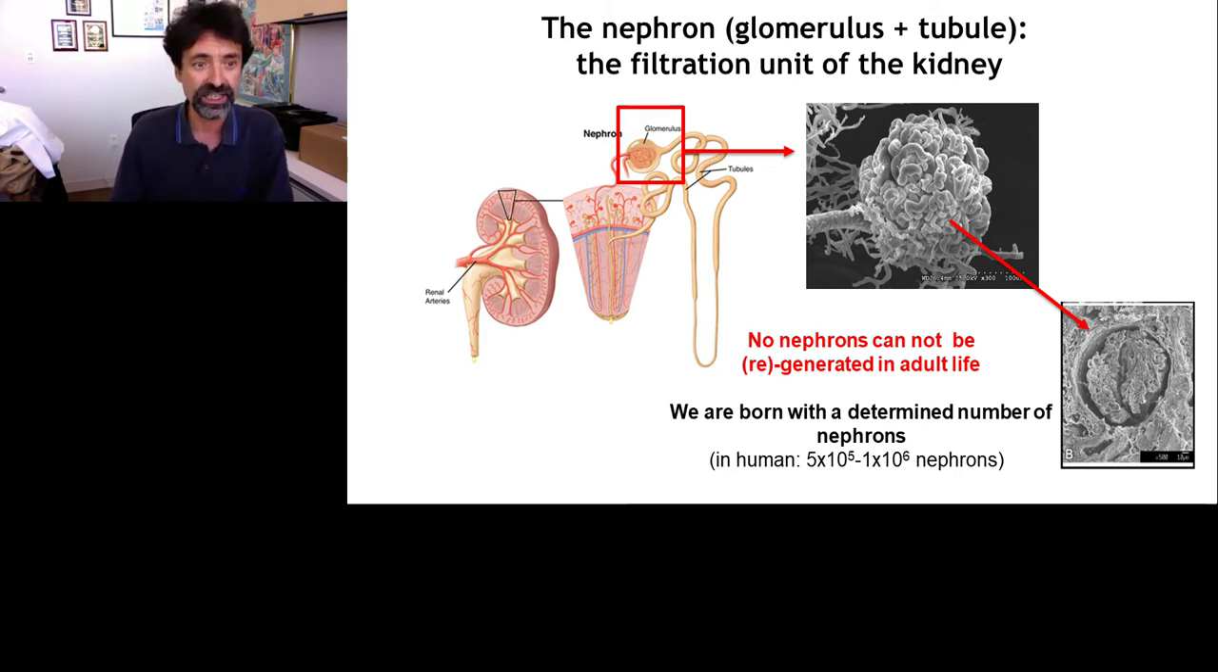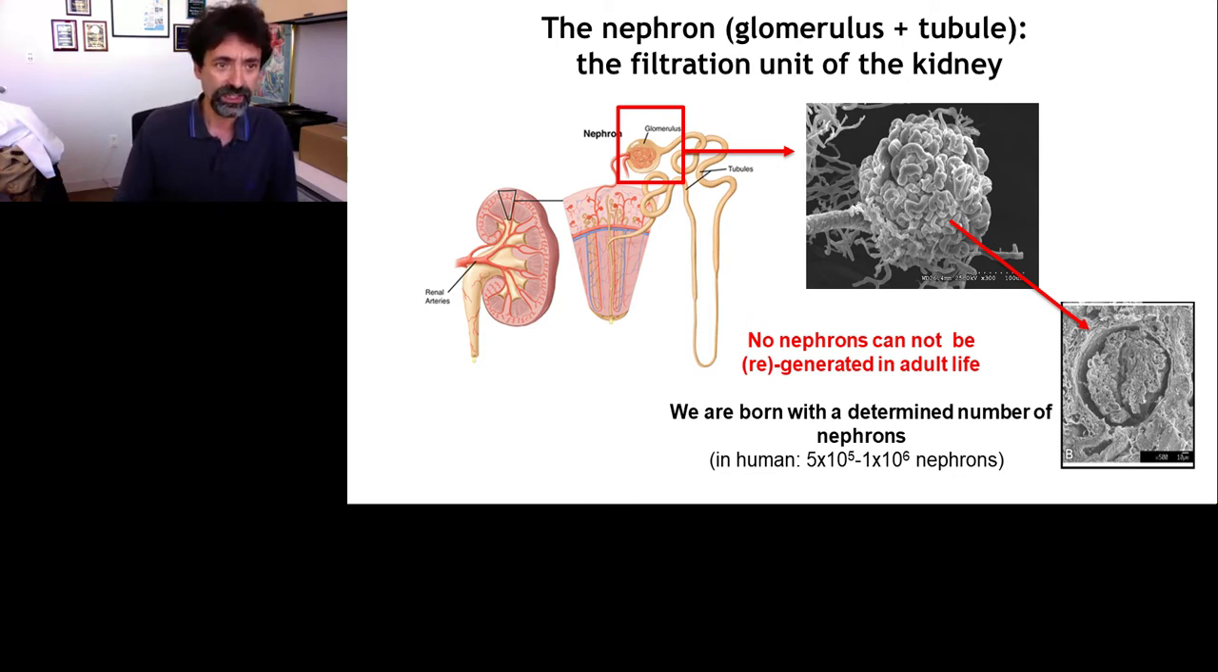And here is a picture at electron microscopy of one glomerulus. And it's important to keep in mind that nephrons cannot be regenerated in adult life. So we are born with a determined number of nephrons, and these nephrons have to be preserved and kept functioning for all the extent of our life.